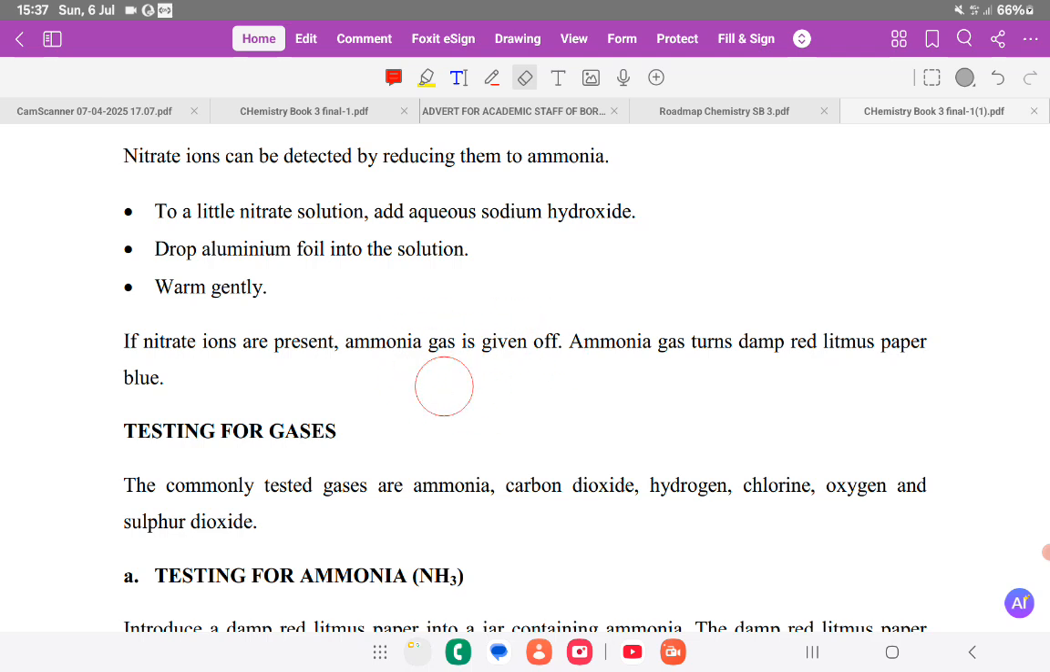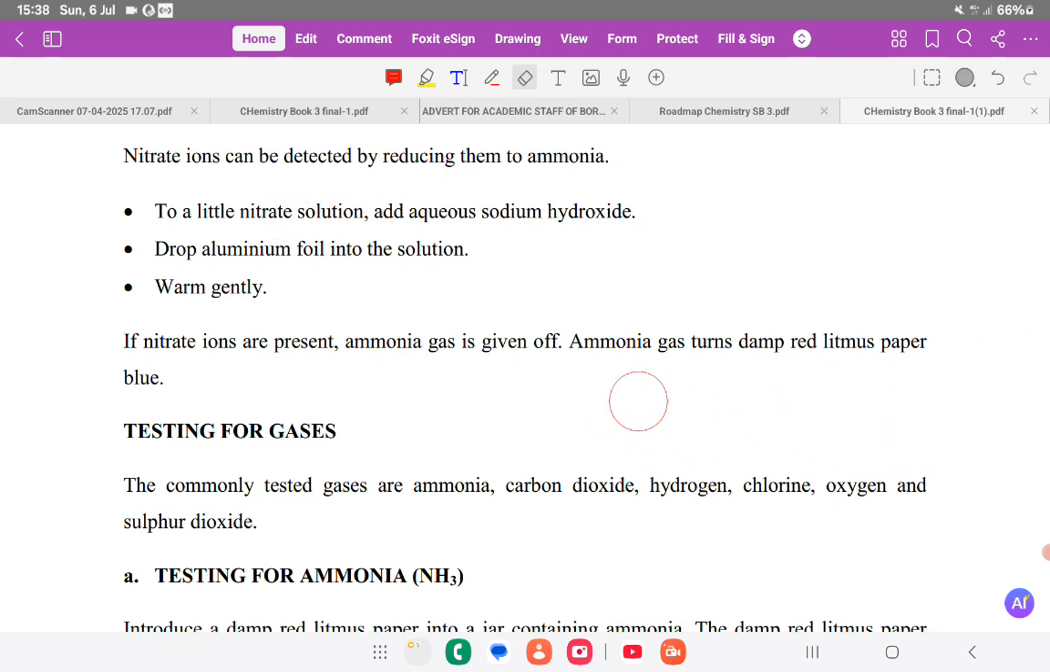But how do you confirm that the gas formed is ammonia? By simply dipping in a red litmus paper. If the red litmus paper turns blue, then that shows that the original substance is one that contains a nitrate ion. If the litmus paper doesn't change color, it means the gas is something else, and therefore you conclude that the original solution did not contain nitrate ion.